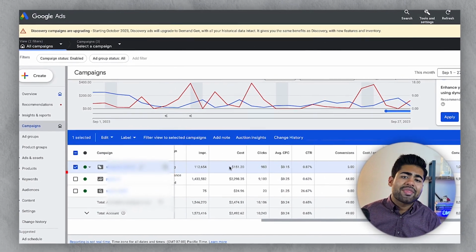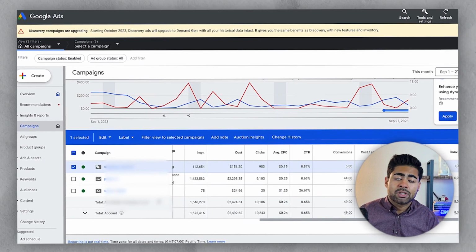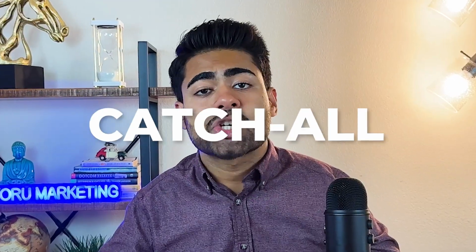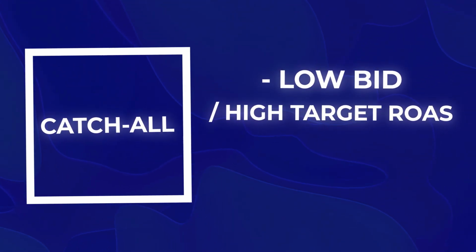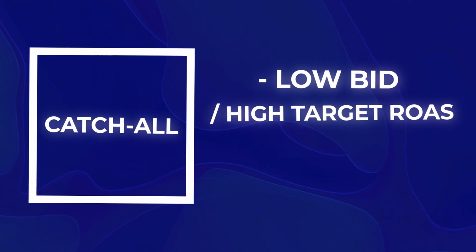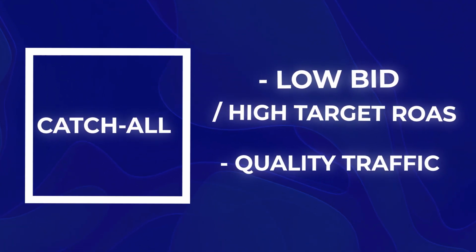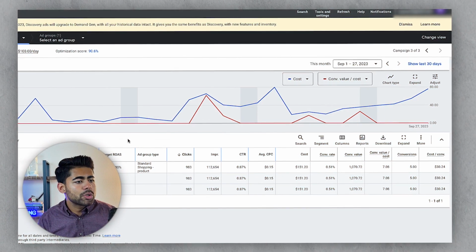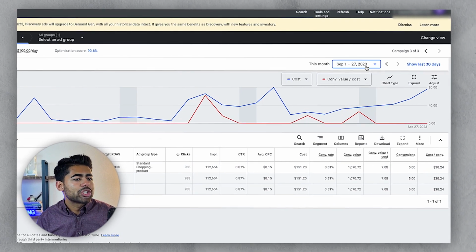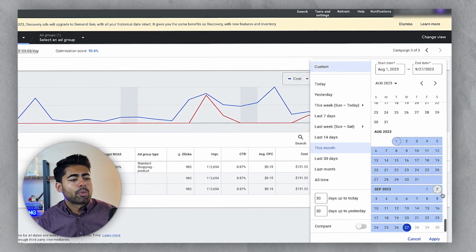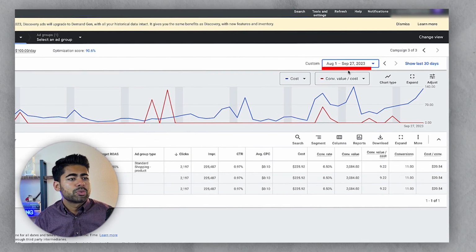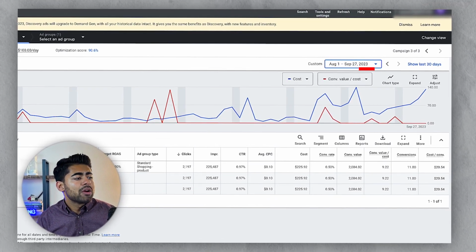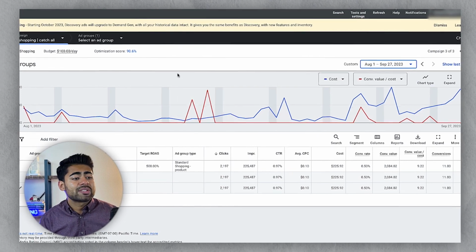Now, the reason the standard shopping campaign has been running to begin with is because it's a catch-all campaign. It's essentially a campaign with a very low bid or a very high target ROAS, designed to just run with the intention of getting the highest quality traffic possible. Now, I want to go inside the standard shopping campaign and look at a broader view. So we're going to change the time period from August 1st to September 27th, and look at how the results have been so far.